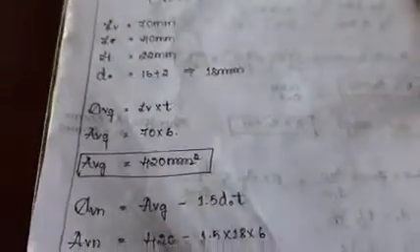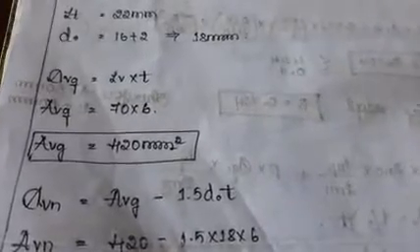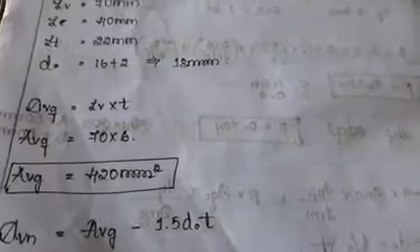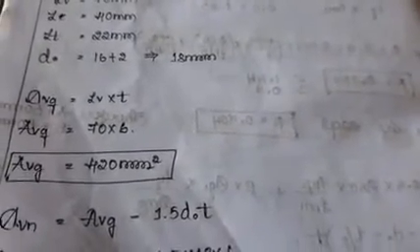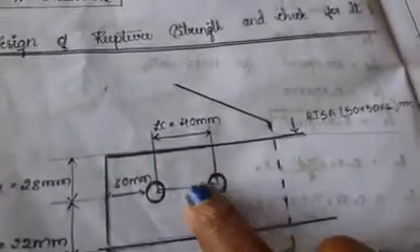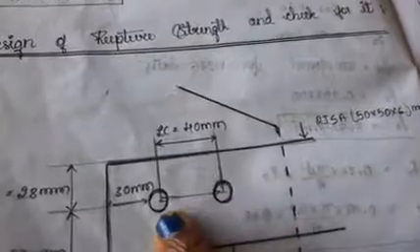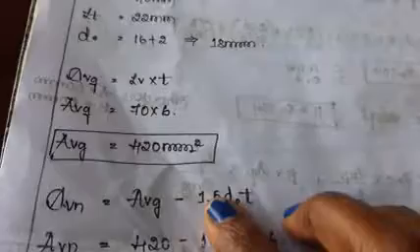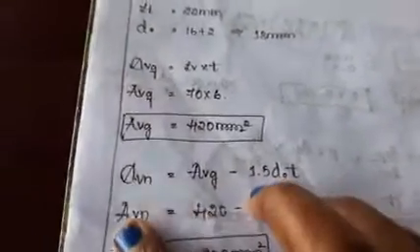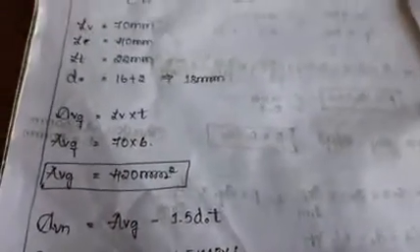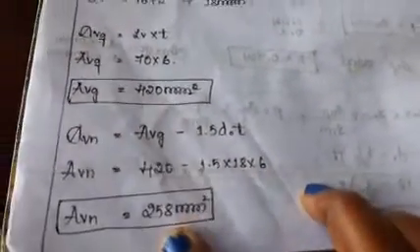So coming to Avn. Avn is nothing but Avg minus 1.5 times d0 into t. This is standard. This 1.5 depends on the number of bolts you have. There are 2 bolts, that's the reason you have taken it as 1.5. In future I'll tell what it is. Avn equals Avg, known as 420, minus 1.5, d0 is 18 and t is 6 mm. So your Avn value is 258 mm square.